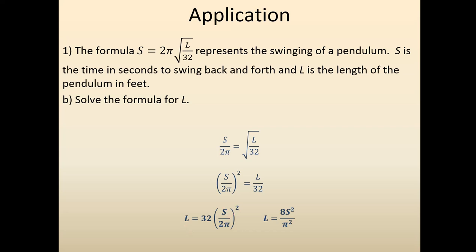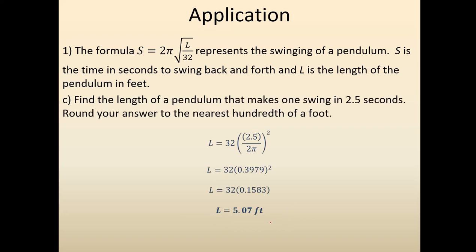Now, if you wanted to, you can distribute the square to these terms and simplify it a little bit as 8s squared over pi squared. Don't have to, but it's an option. So either one of these would have worked. And then for the last part, just take the equation you just found and plug 2.5 in for S. And again, plug it into your calculator, see what you get. And you should get 5.07 feet.